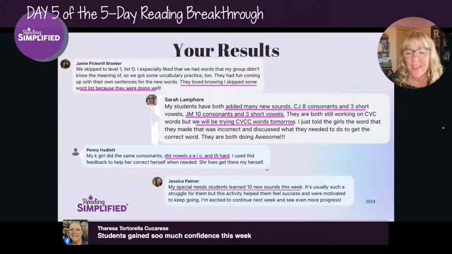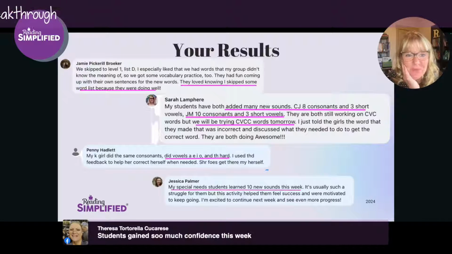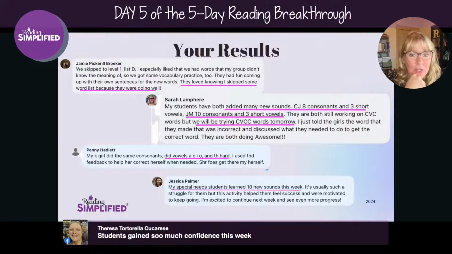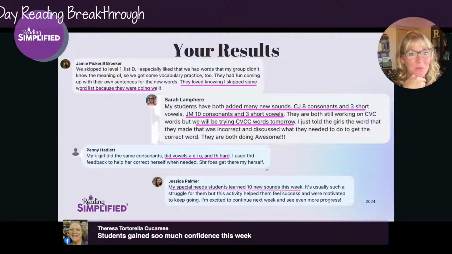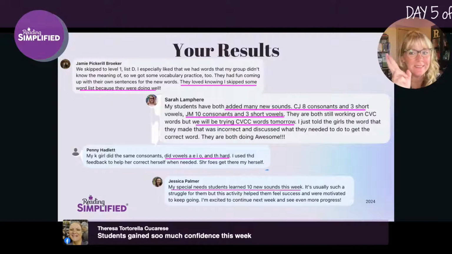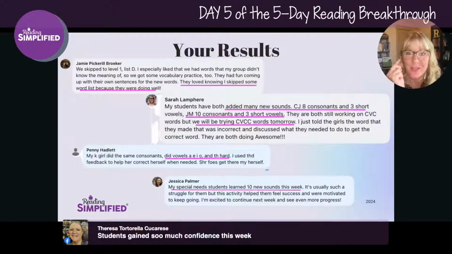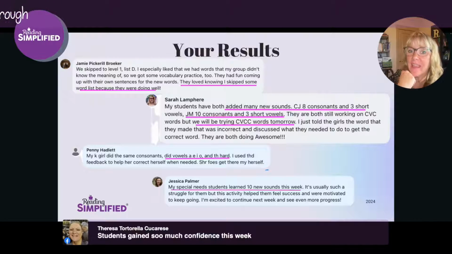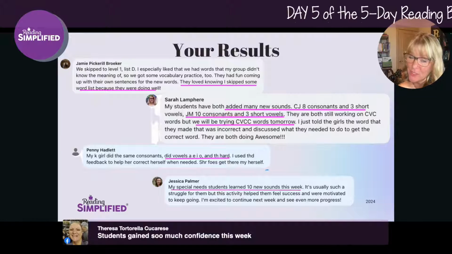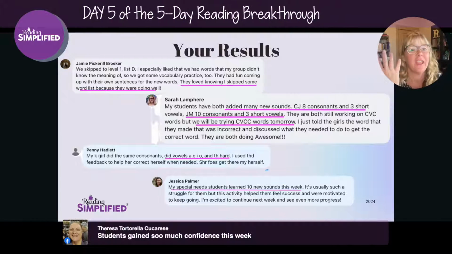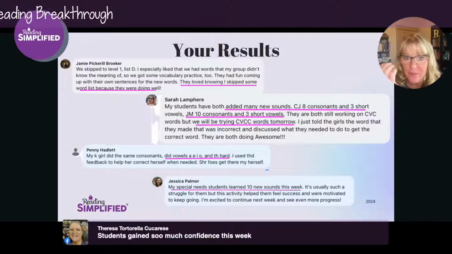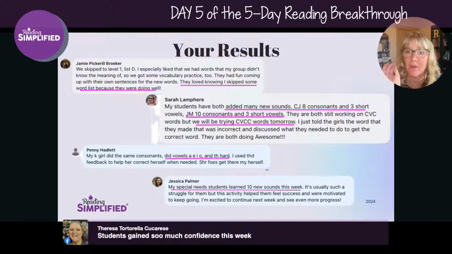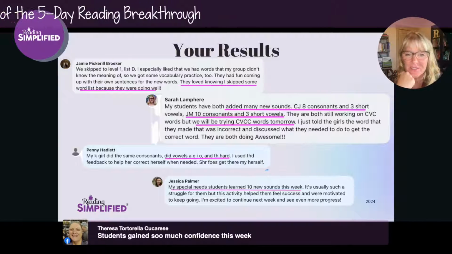Here are some of the cool results that we saw in the Facebook group. Thank you so much for sharing there. Jamie said her students loved knowing they skipped some word lists because they were doing so well. Nice job. And Jamie is following the coaching of this week. Sarah's students added many new sounds. CJ added 8 consonants and 3 short vowels. JM, 10 consonants and 3 short vowels. Wow. And they were on three sounds, but they're moving to 4 sounds tomorrow. Again, textbook with what I've been teaching this week.